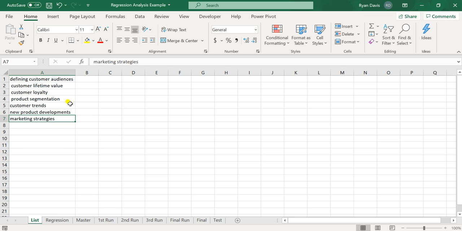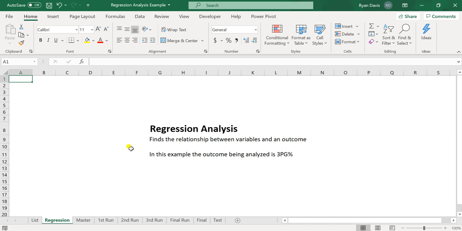So the things that I can pull out from a customer analysis solution are vast and straightforward, but how I go about getting those things, so all of these are data points that I'm pulling out, how I go about pulling out those data points varies. And so the tool or technique that I'm going to be showing in this example is called regression analysis. This analysis finds the relationship between variables and an outcome.